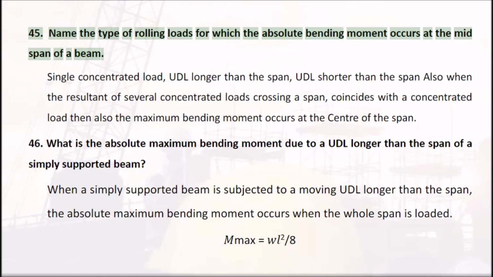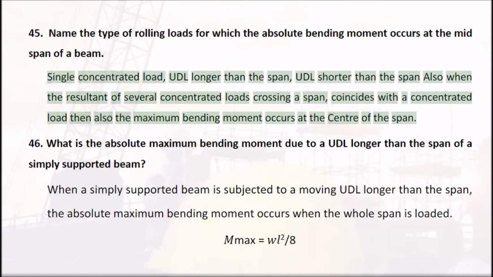Name the type of rolling loads for which the absolute bending moment occurs at the mid-span of a beam. Single concentrated load, UDL longer than the span, UDL shorter than the span. Also, when the resultant of several concentrated loads crossing a span coincides with a concentrated load, then also the maximum bending moment occurs at the center of the span.